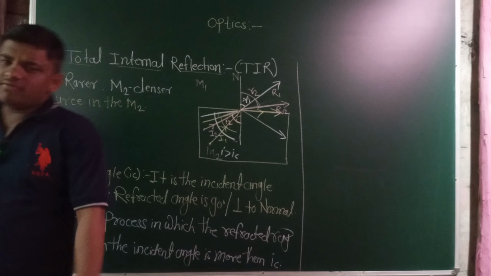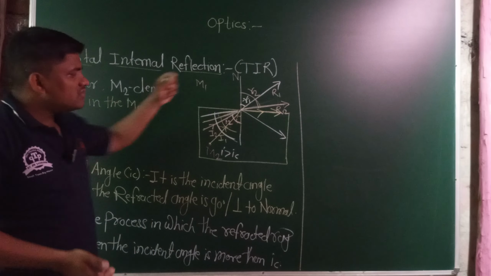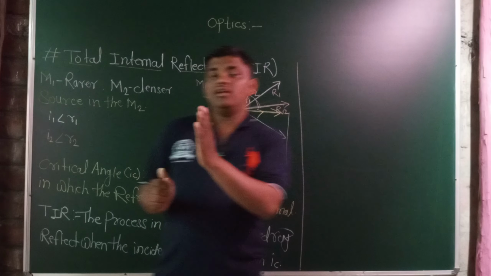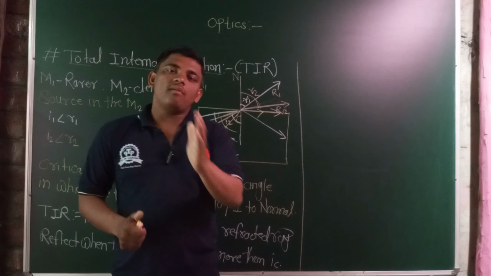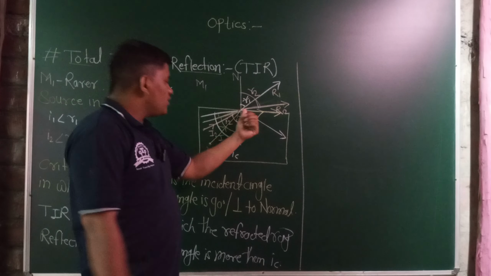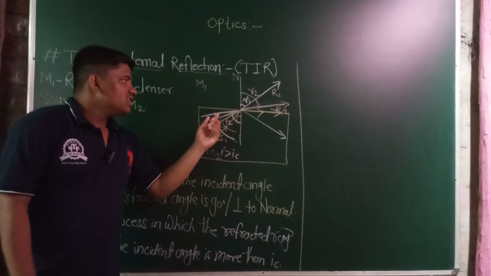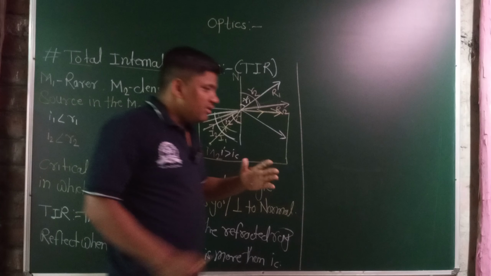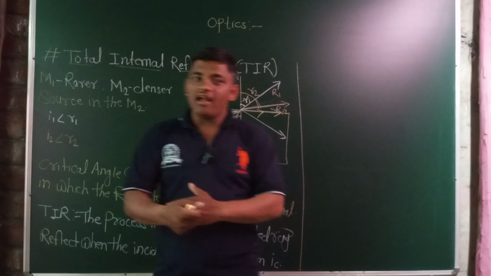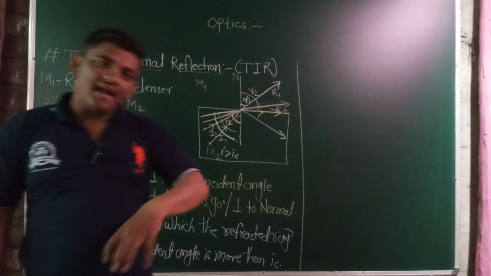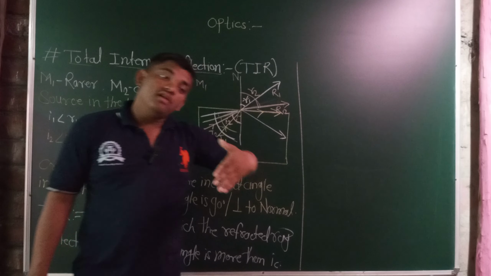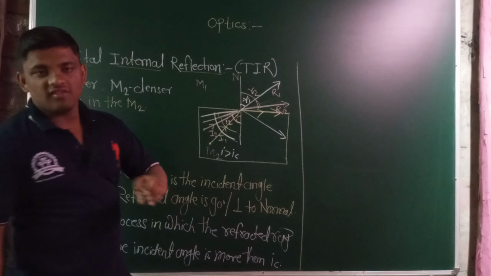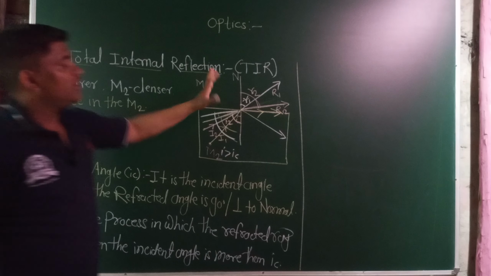Whenever we increase the incident angle one by one, the refracted angle must increase. At a certain point, the refracted angle is perfectly perpendicular to the normal, or exactly 90 degrees. Then this particular incident angle is known as iC, the critical angle. Whenever we increase the incident angle beyond the critical angle, the refracted ray comes back into the same medium, or is reflected. This phenomenon is called total internal reflection.